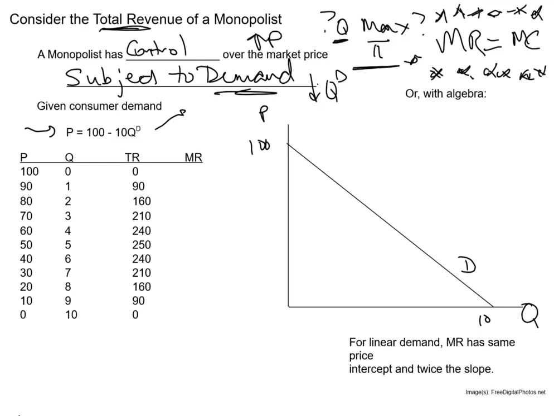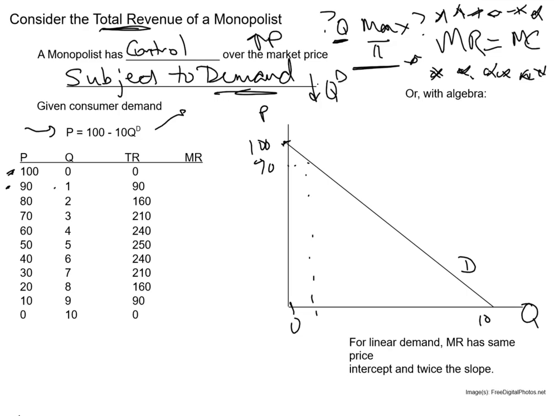The vertical intercept is 100. That's if they charge a price of 100, they're not going to sell anything whatsoever. If they lower their price, that corresponds to this combination of price and quantity that I have in this table, the very first row, right? If they price it at 100, they're not going to sell anything. If they lower the price and sell them at $90, they're going to sell 1 unit, right? And so on and so on.